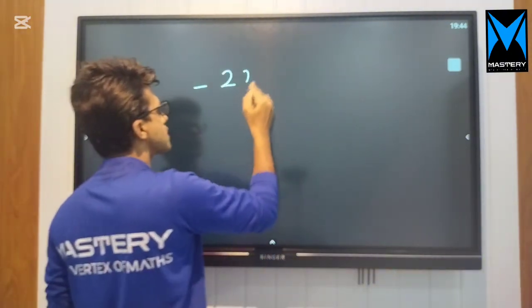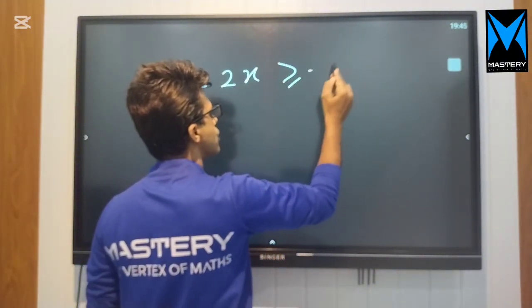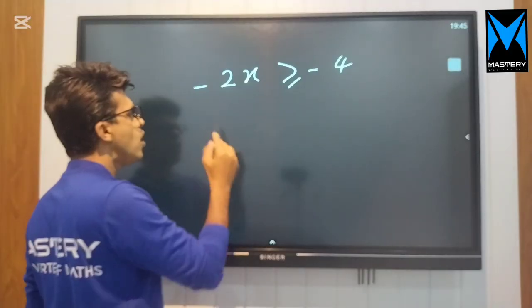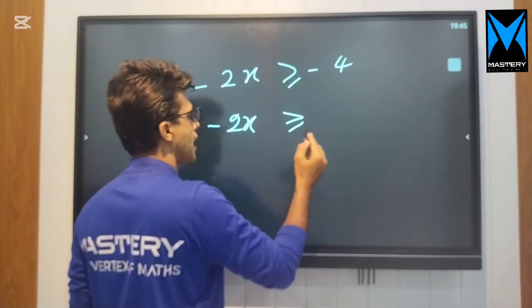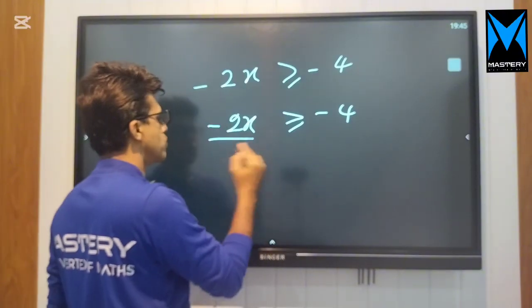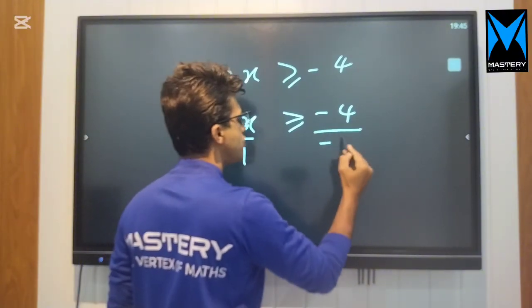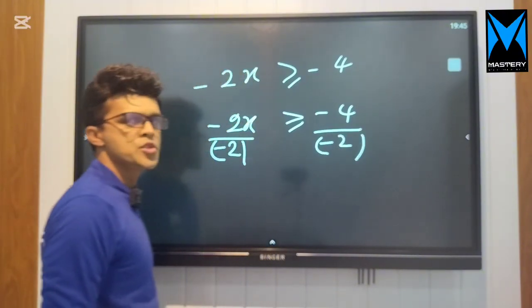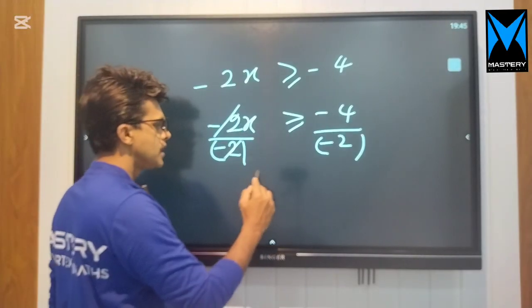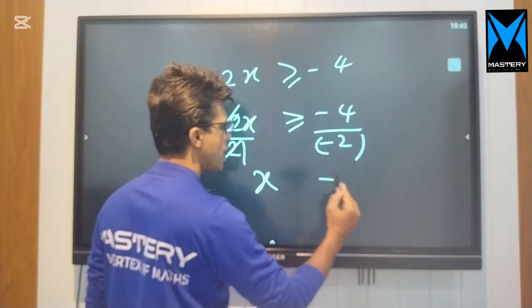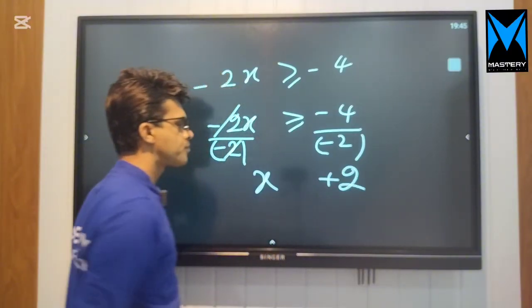So let's do this type of one: minus 2x is greater than or equal to minus 4. Now let's divide both sides by minus 2. So when we divide both sides by minus 2, what happens really? It's able to simplify the minus 2 and minus 2. And here x, then minus 4 divided by minus 2 is plus 2.